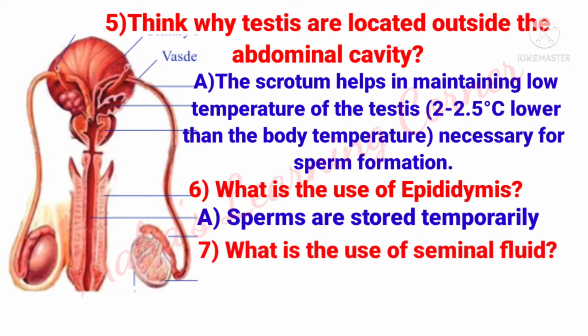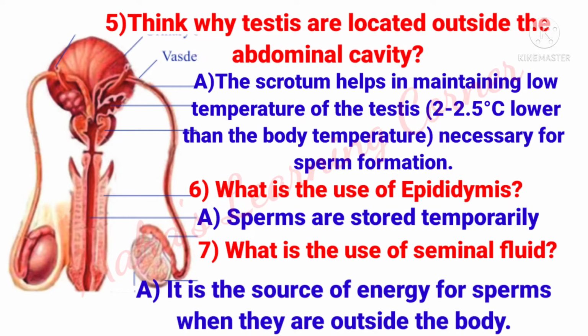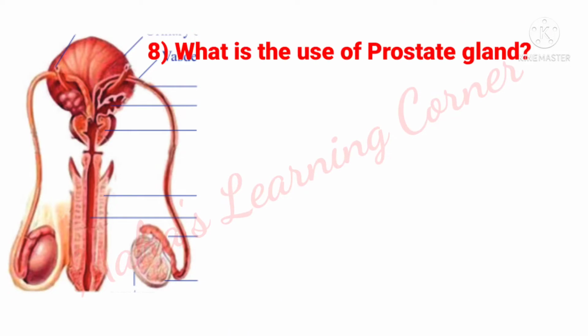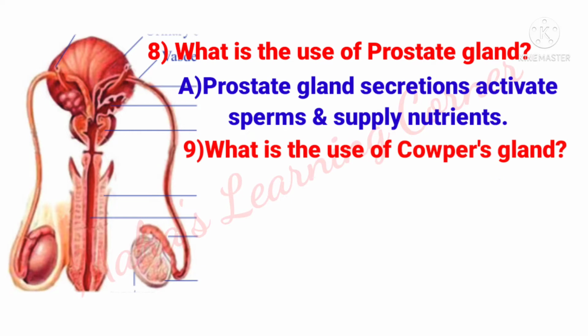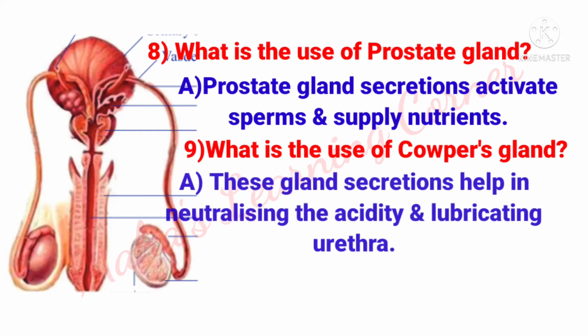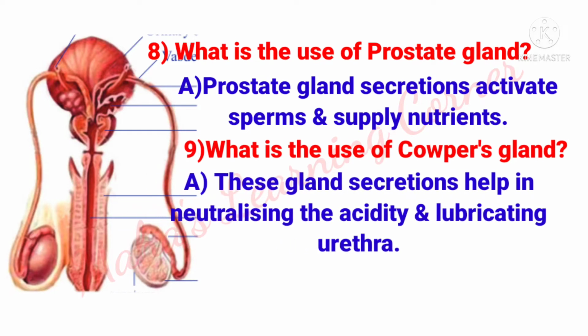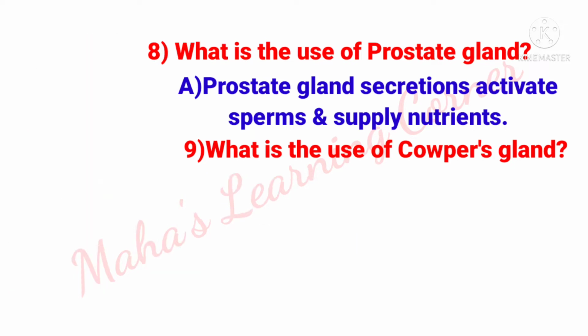What is the use of seminal fluid? It is the source of energy for sperms when they are outside the body. Next, what is the use of prostate gland? Prostate gland secretions are released into the urethra. These secretions activate sperms and supply nutrients. Next, what is the use of Cowper's gland? These gland secretions help in neutralizing the acidity and lubricating the urethra.